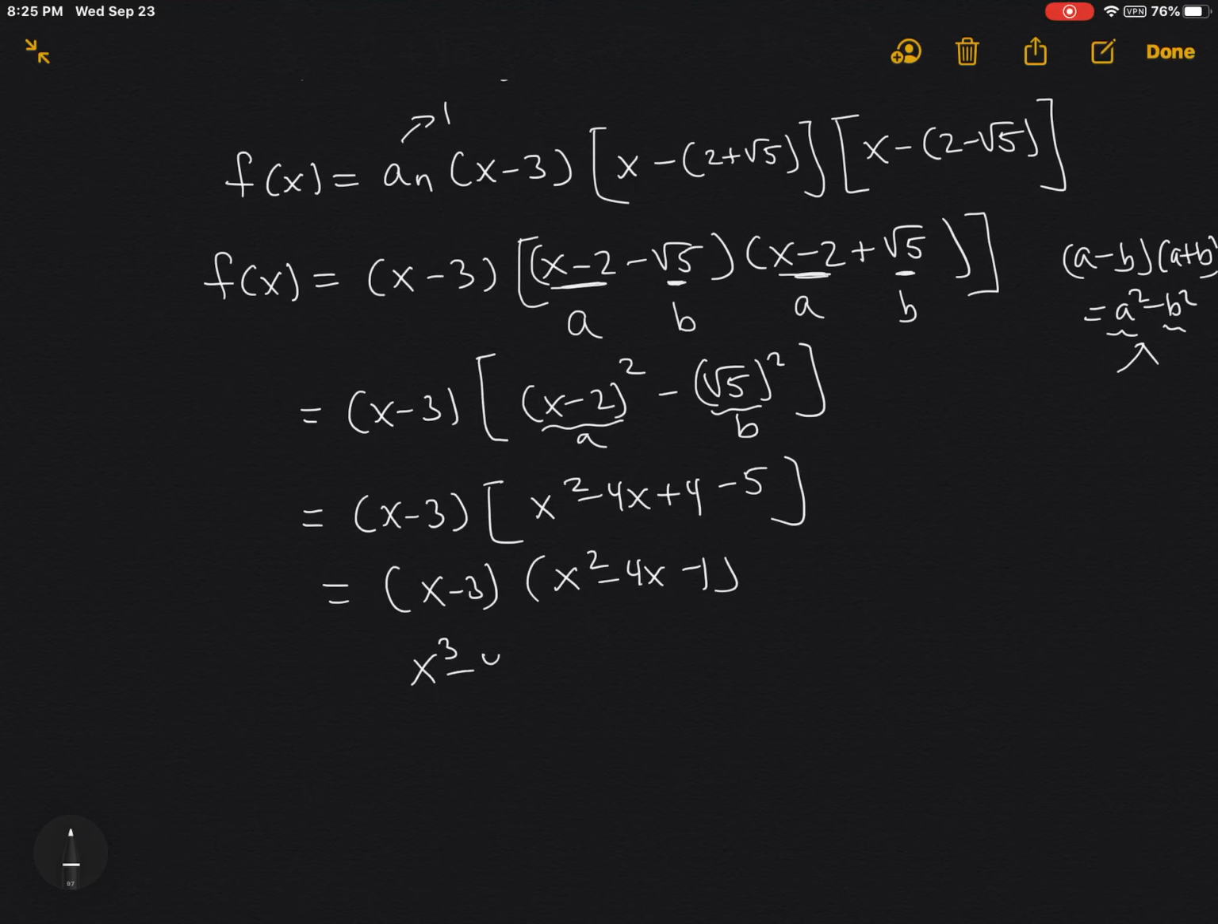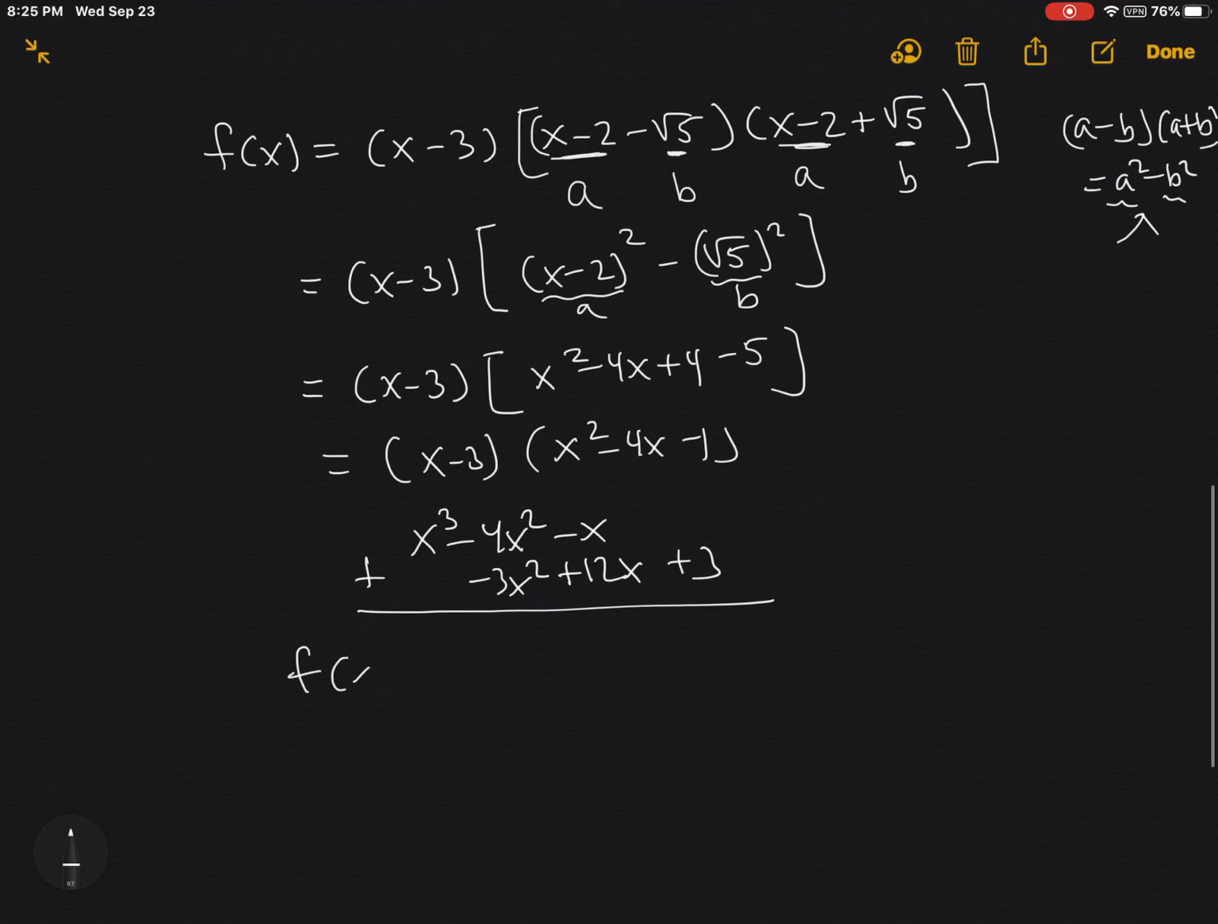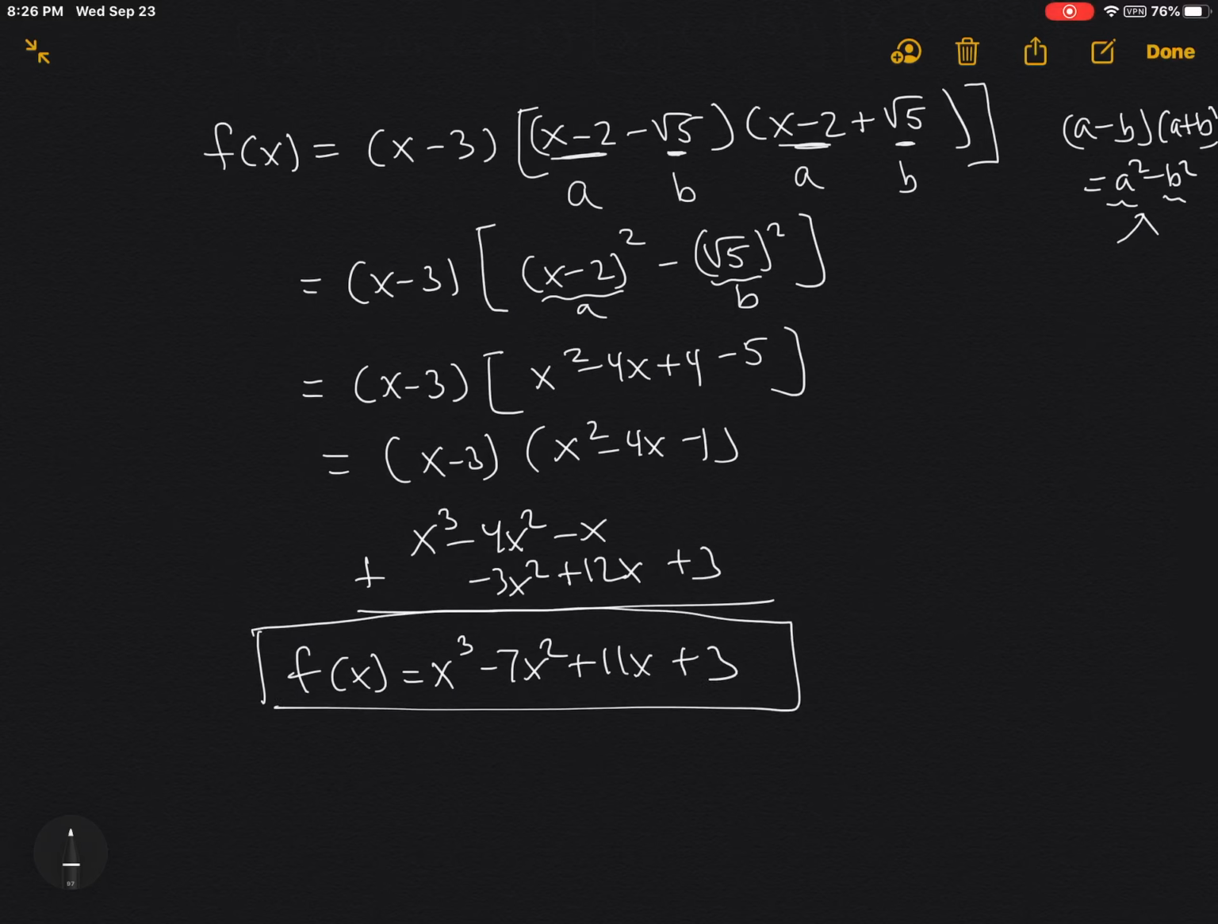Okay, so distribute the x. You're going to get x cubed minus 4x squared minus x. And underneath here, I'm going to write minus 3x squared when I distribute the negative 3, positive 12x and positive 3. Okay, so add that together and you will have your polynomial function. So f of x is equal to x cubed minus 7x squared plus 11x plus 3. So this is the standard form, and that's the equation that they want you to write it in.